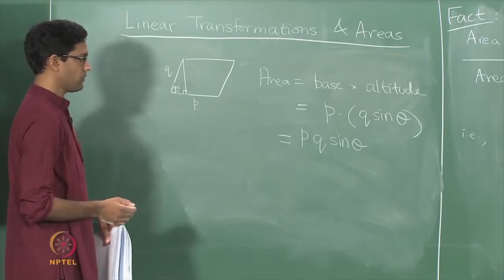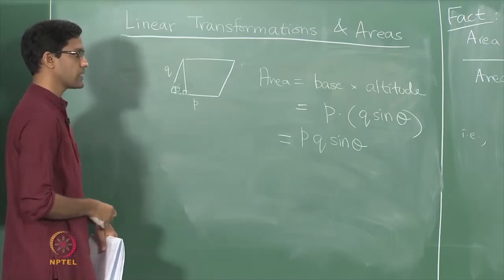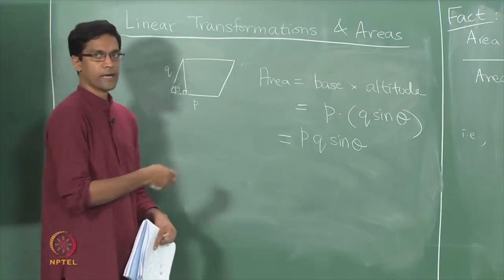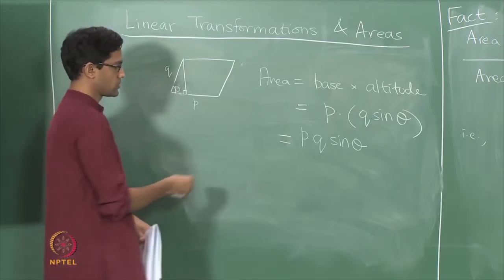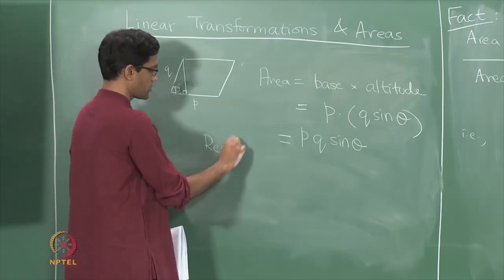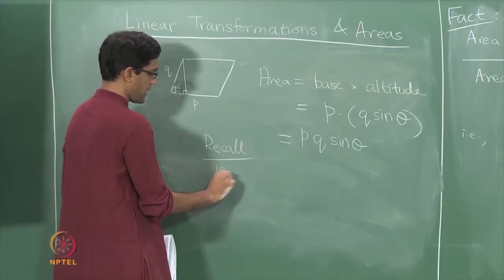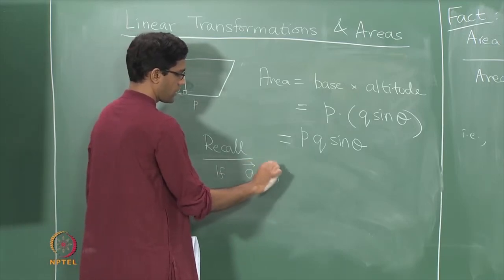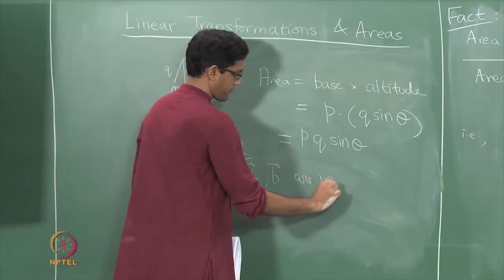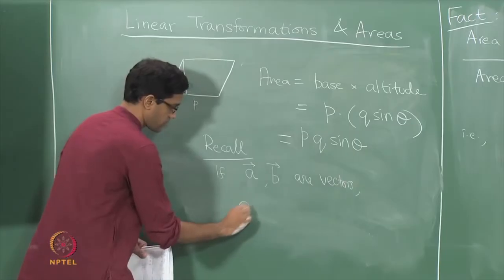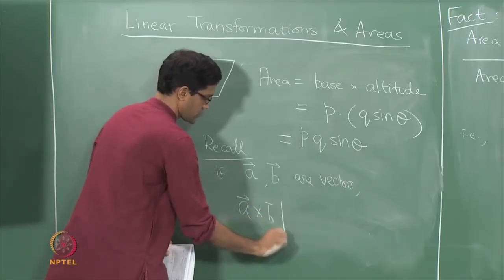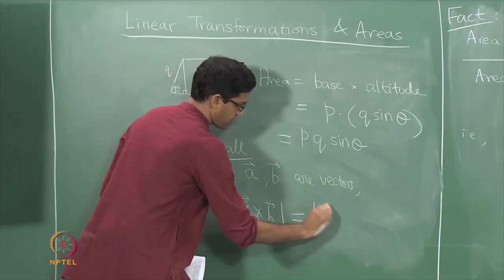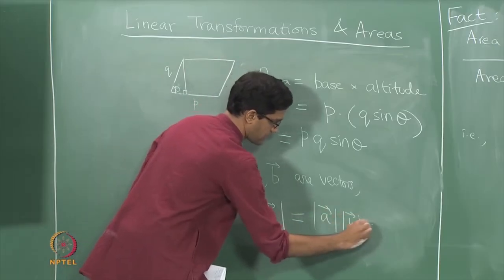Now what do we know about this quantity here, P Q sin theta? We could try and compute it in various ways, but the easiest way to do this is just by going back to our definition of vector cross products. So recall, we've already talked about cross products in one of the earlier lectures. So recall, if vector A and vector B are two vectors, then their cross product A cross B has the following magnitude. The length of the cross product is exactly the length of A times the length of B times sine of the angle between them.